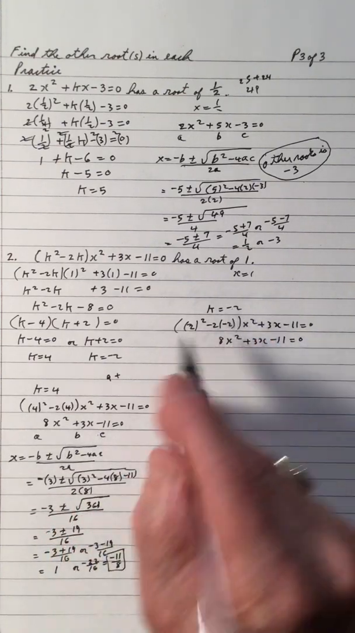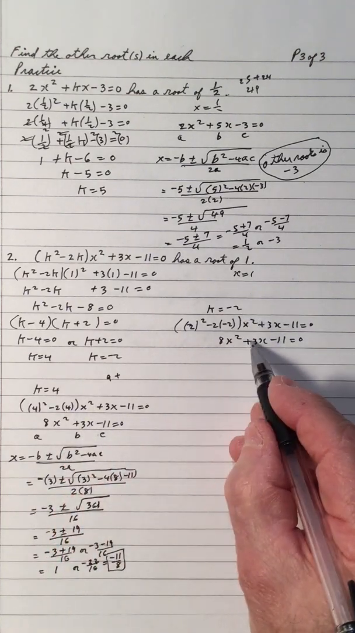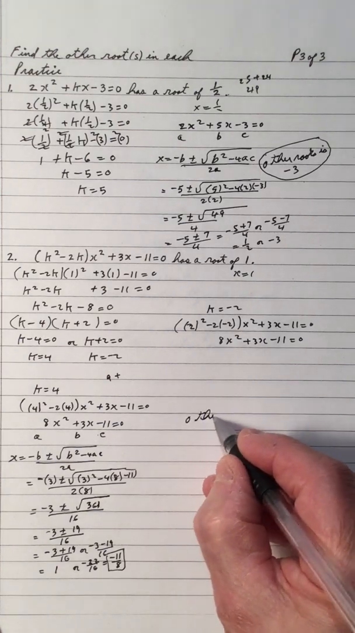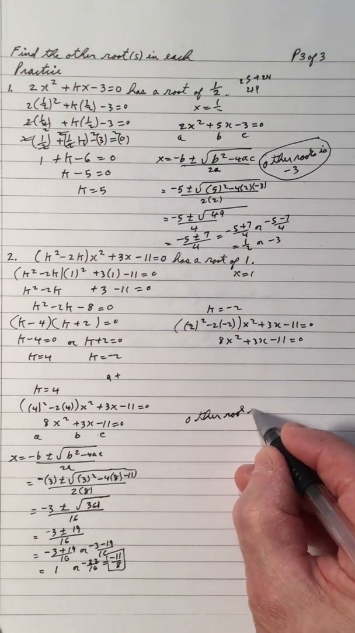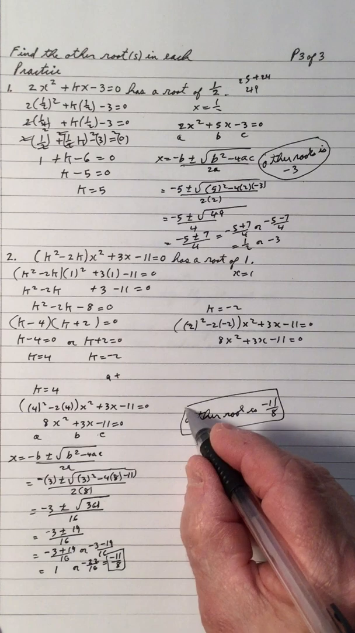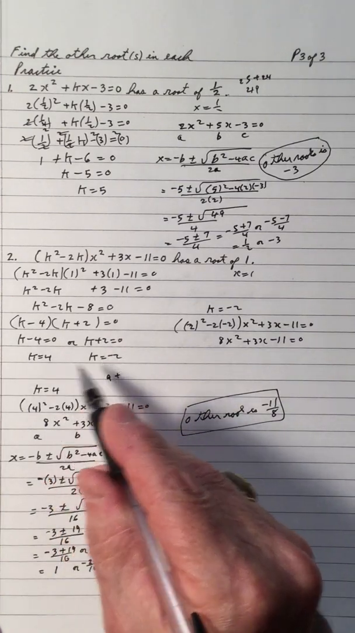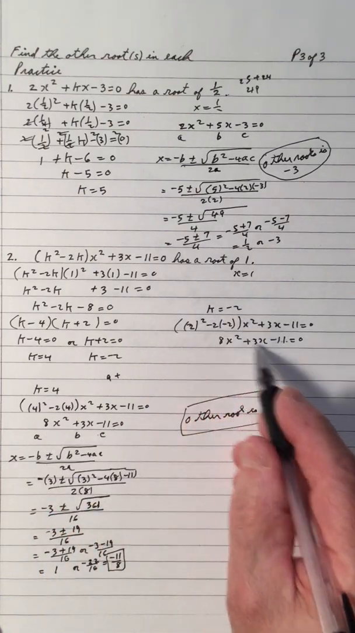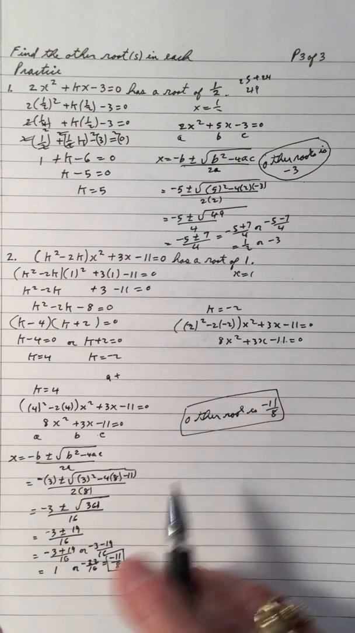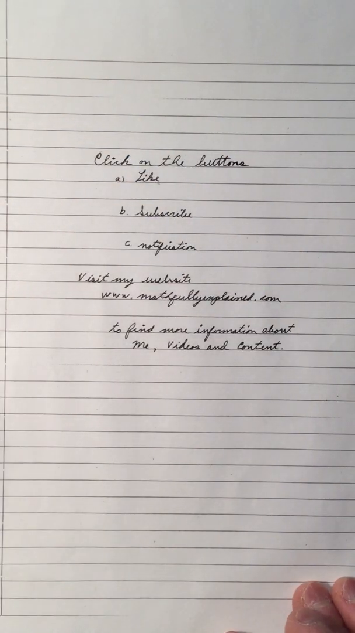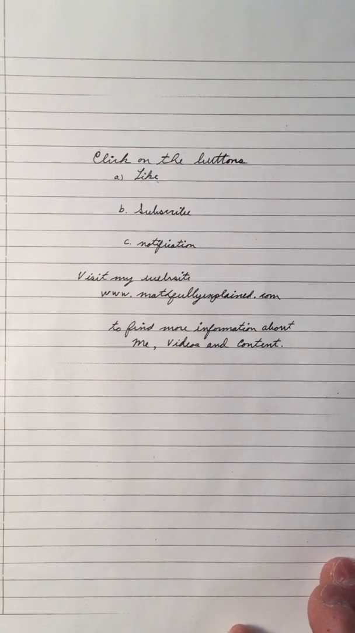So therefore, since both of these, 4 and a negative 2, gave you the same equation, there's only one other root. So the other root is negative 11 over 8. Again, repeat, there are two values of k, but both values of k gave you the same equation when you plugged them in. So solving it once, you didn't have to solve it again. Again, that brings us to the end of finding the other root when you're given a value of k in your equation. Good little bit of math to do.